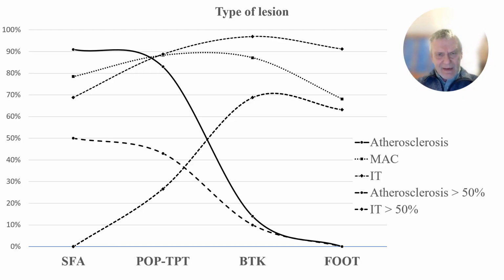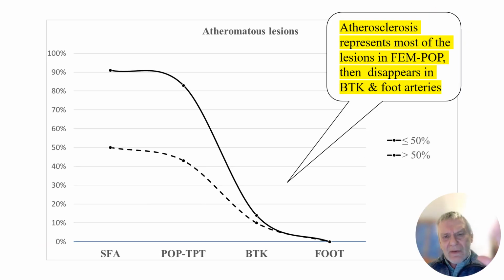These are the results, but we must understand them deeply. Okay, this is atheromatous lesion. As you can see, 90% of the samples in the SFA presented atheromatous lesions, and half of these were obstructive atheromatous lesions, obstructing more than 50% of the diameter of the lumen. So atherosclerosis represents most of the lesions in the femoropopliteal segment, then disappears in BTK and foot arteries. In BTK, only 15% of the lesions were atheromatous.